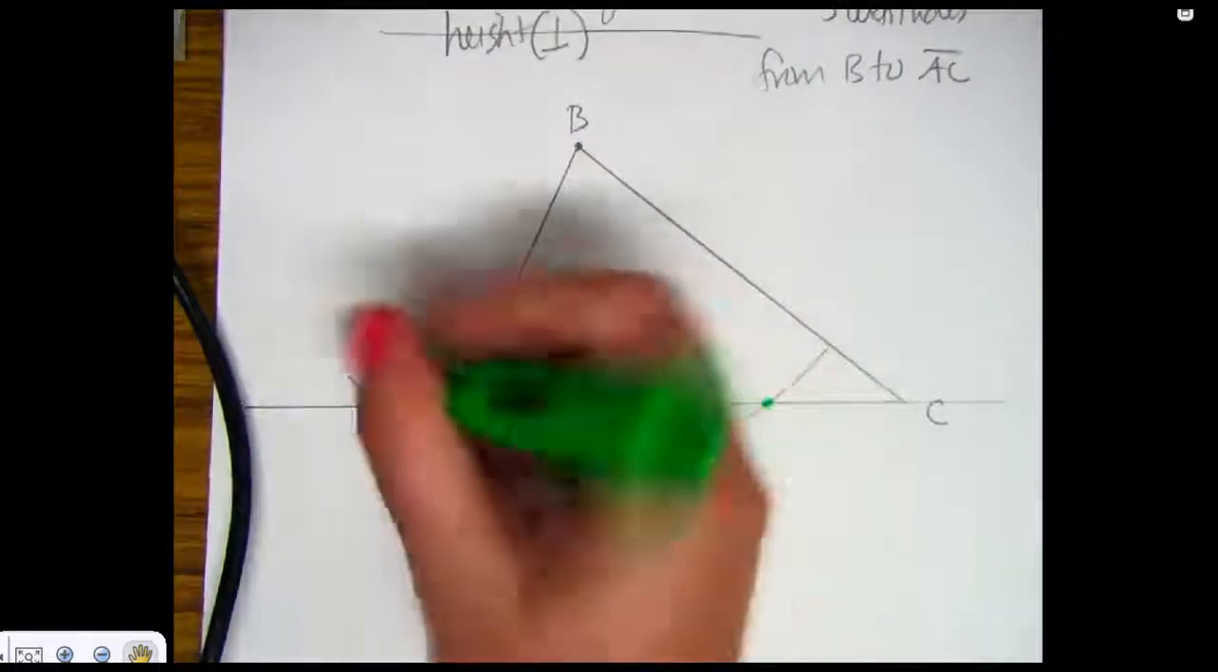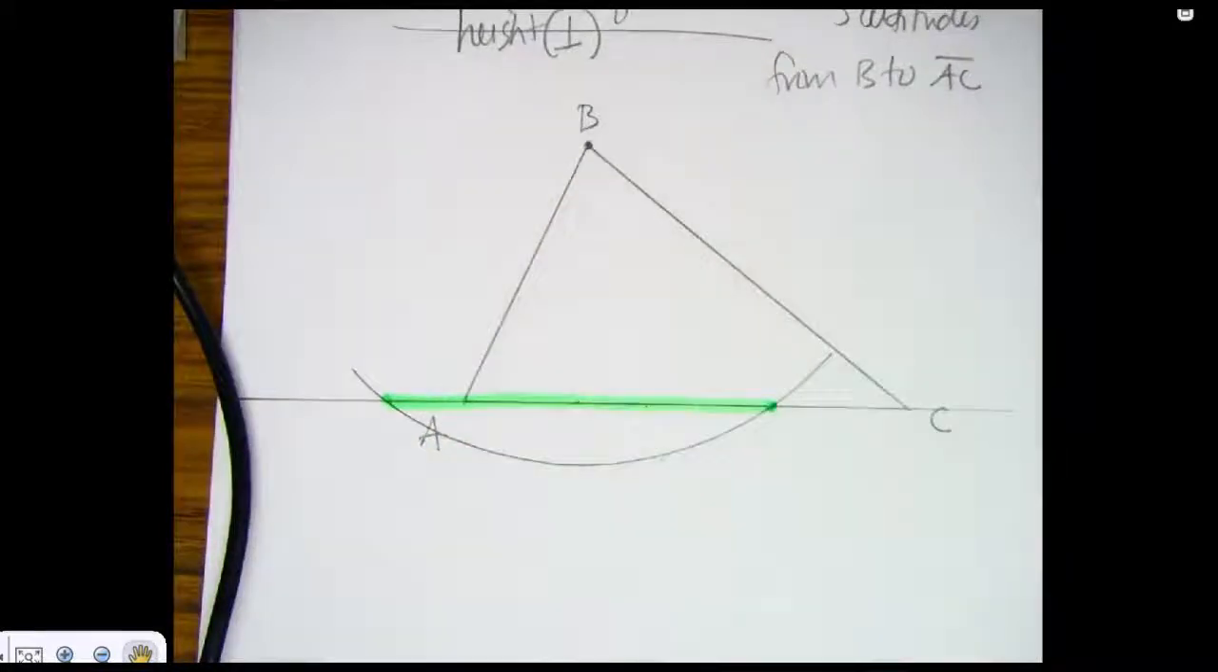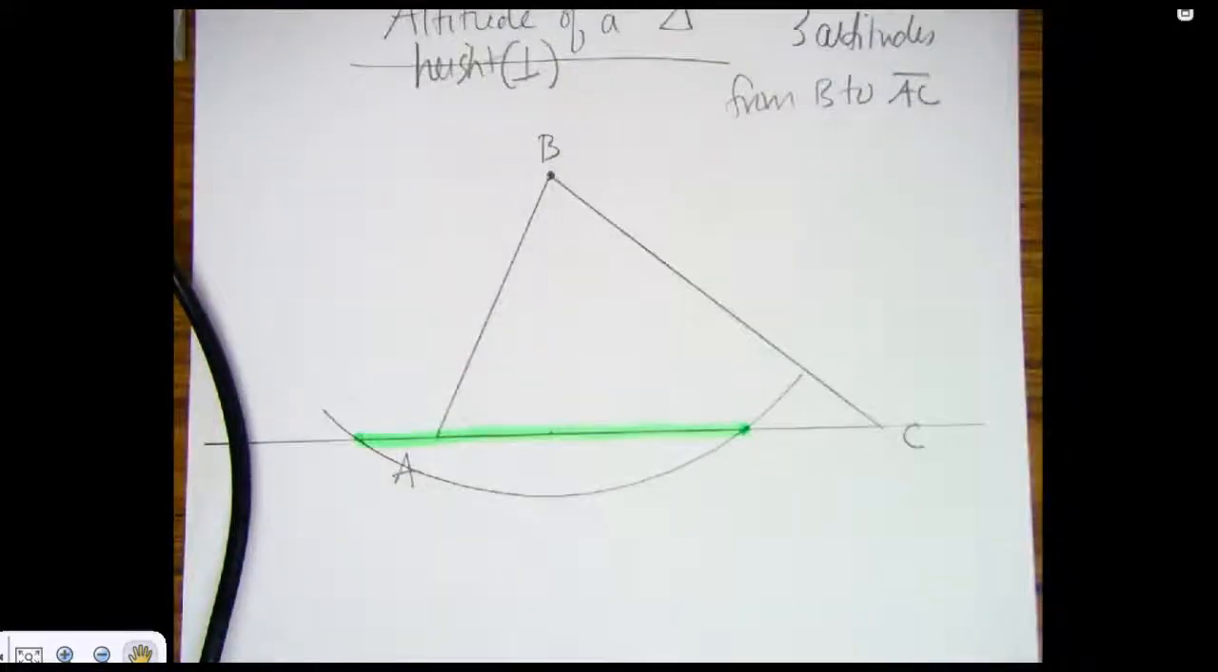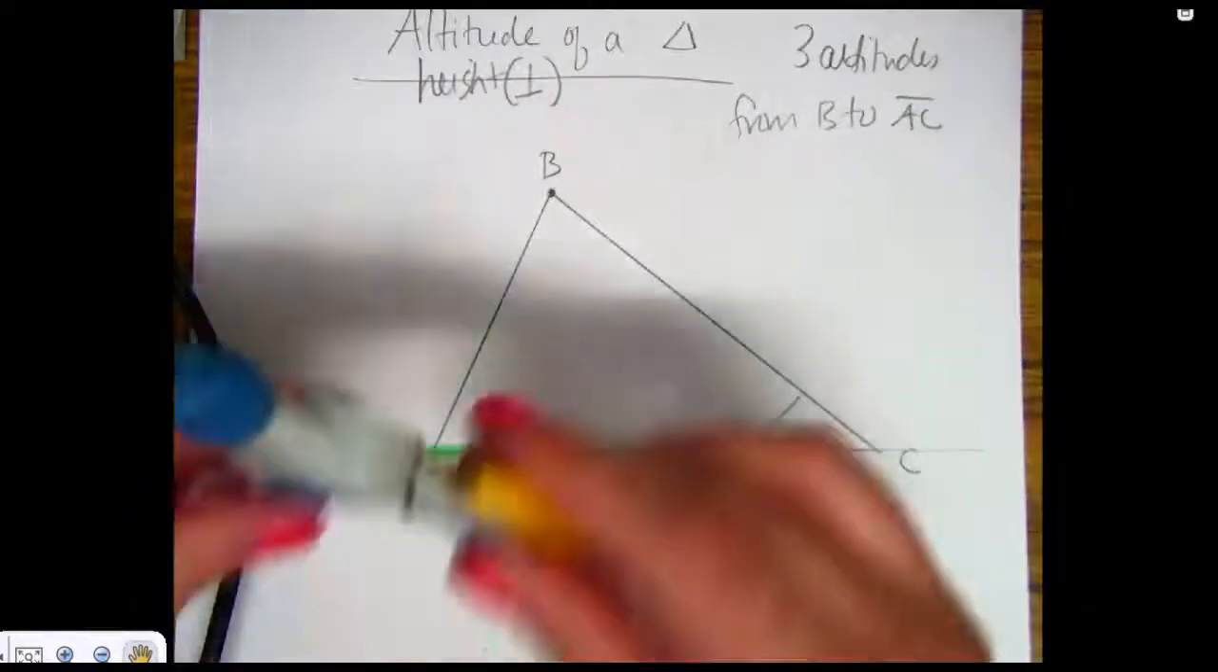I'm just going to highlight this in green. Don't highlight anything on your Common Core exam when you're doing a construction. But I'm going to highlight this in green because I want to show you that I'm now going to do the perpendicular bisector on this.